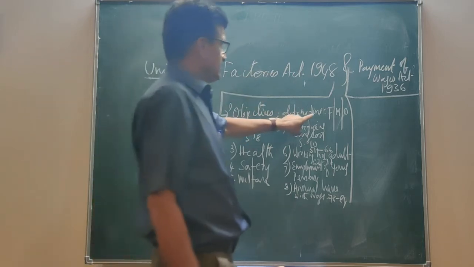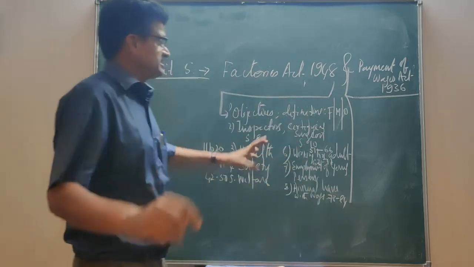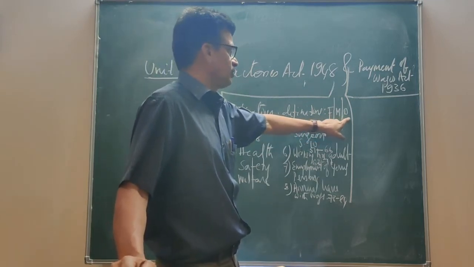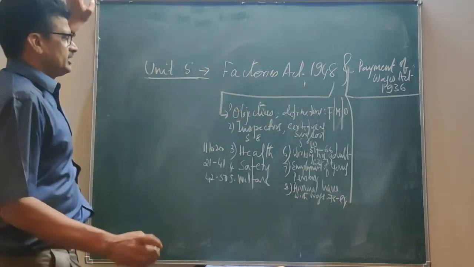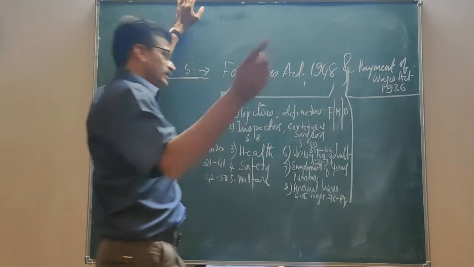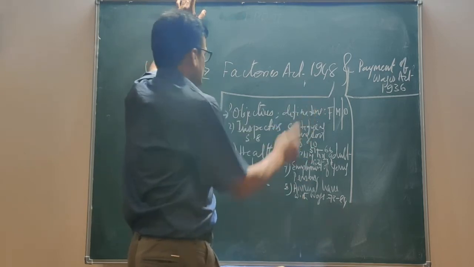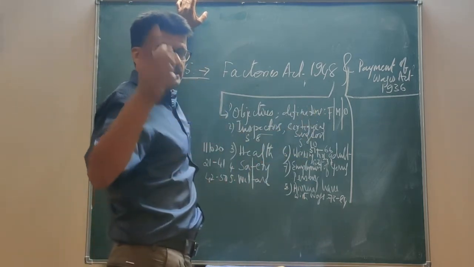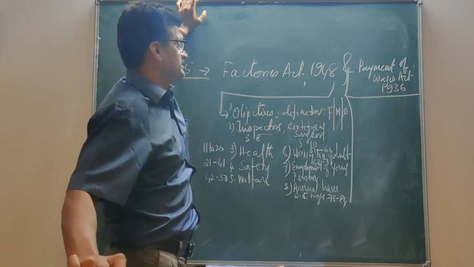the Act, and the definitions. Not all the definitions, just three definitions: factory, manufacturing process and occupier. These three terms we will define. From the point of examination or any other point, those three are essential. Then we will move on to the occupier, who is defined, and whose powers and functions are also defined in section 7.